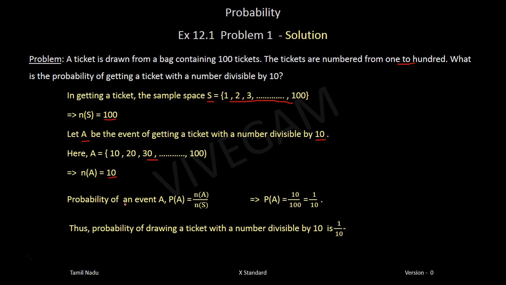I hope you remember, the probability of event A, P of A, is N of A divided by N of S. What is N of A? N of A is 10 here. What is N of S? N of S is 100. So the probability of event A happening is 10 divided by 100, that is equal to 1 by 10. Got it? Thus the probability of drawing a ticket divisible by 10 is 1 by 10.